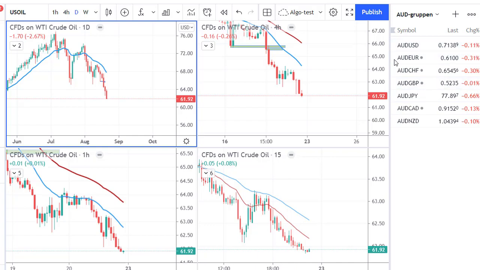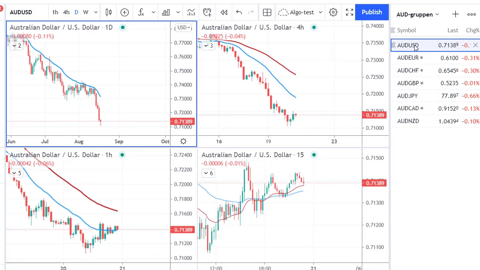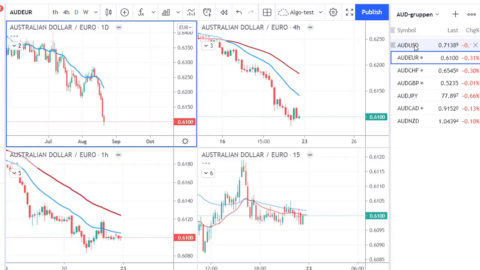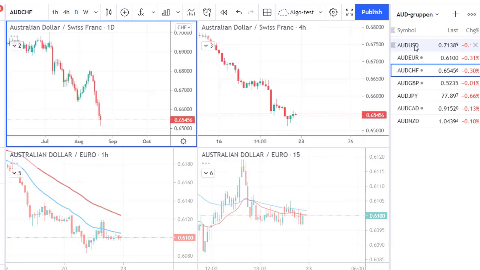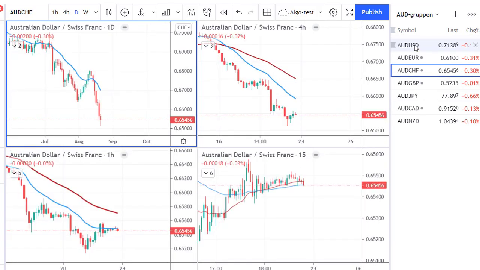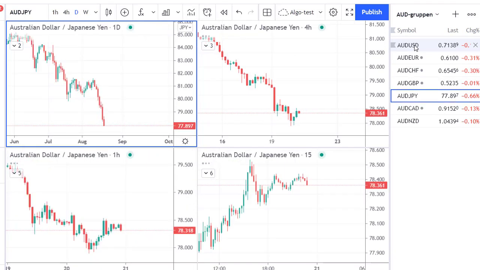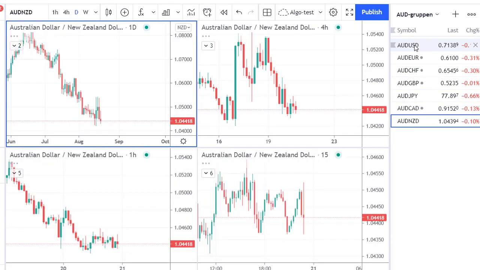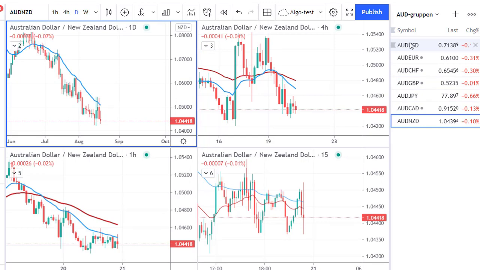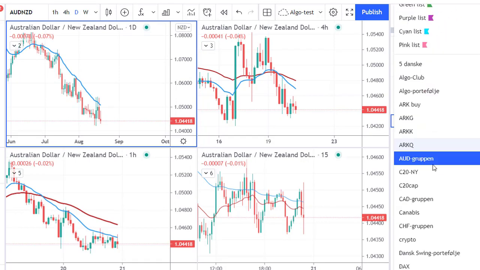Now, normally you wouldn't put Australian dollar in front of every single pair here as a base currency, but I have done this because then I can quickly scroll down and see Australian dollar is dropping towards the United States, the euro, the Swiss franc, and so on and so forth. So I can get a good overall picture in a matter of seconds as to where the strengths and weaknesses are.